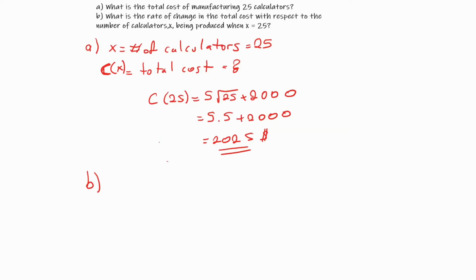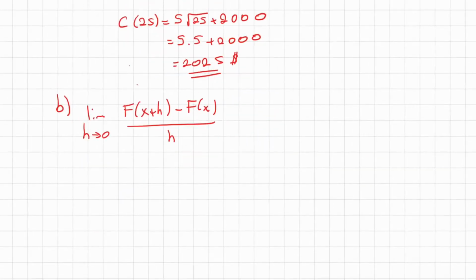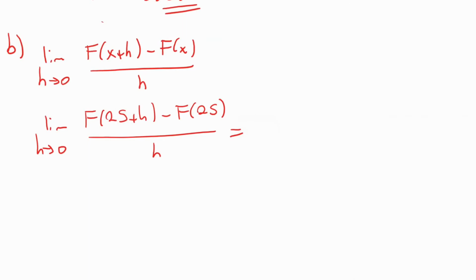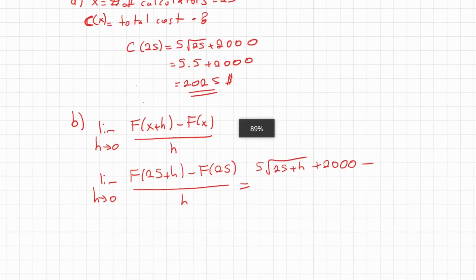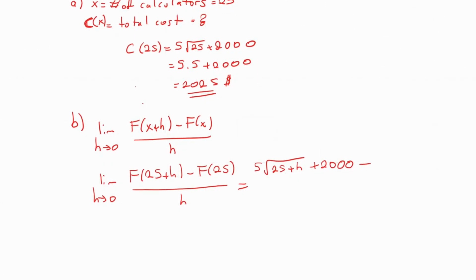How do we calculate that? By using limits that we used before. I already put up the formula. All I need to do is plug in 25 for x into the formula. When I do that, I get limit as h approaches 0 of f(25 plus h) minus f(25). When I plug 25 plus h into the original equation, I get 5 root 25 plus h, and then plus 2,000, and then minus f(25), which is what we found in the first portion of the question. We plugged in 25 as x into the original equation and ended up with 2,025.